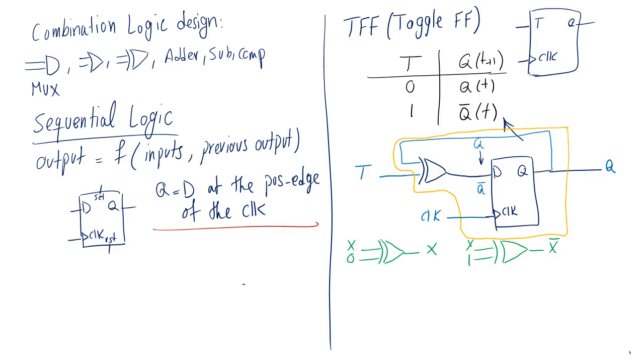If T is equal to 0, this Q here is going to be coming here, right? If T is 1, then I'm going to have Q bar coming here, right? So the Q is going to be complemented, and at the input of my D flip-flop, I'm going to have Q or Q bar, and at the next positive edge of the clock, one of these two is going to be my next Q. So that's how I make a toggle flip-flop using a D flip-flop.